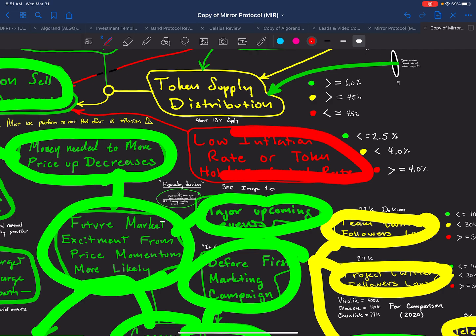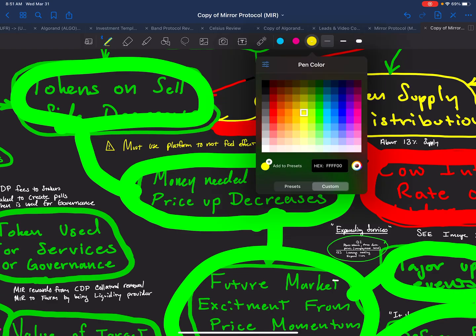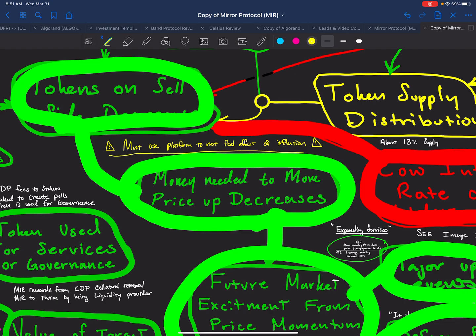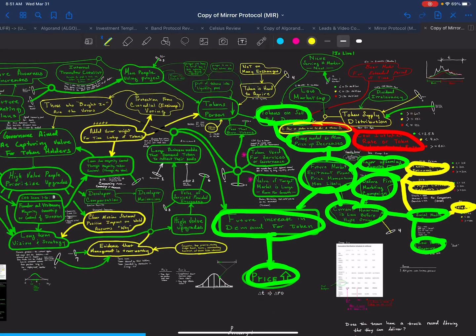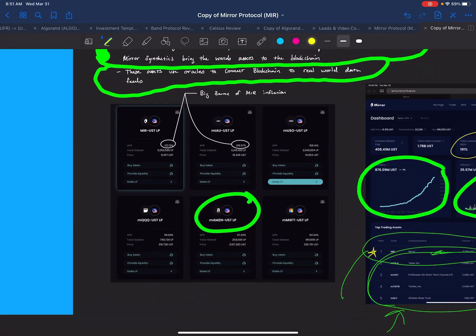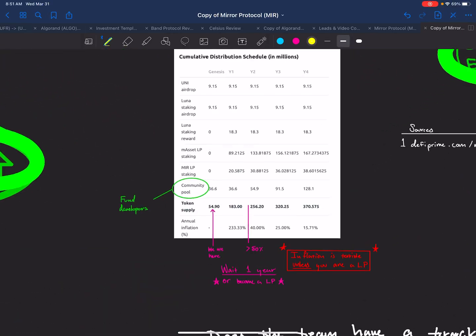So the inflation rate for this project is very massive. But there's more than just one element to this. You must use the platform not to feel this horrible inflation. And this is actually how they incentivize people to make this platform useful, right? So if you're a liquidity provider, this is where the inflationary effects are coming from. Big source of MIR inflation. So in order to not feel this inflation, we're going to take a look right here.